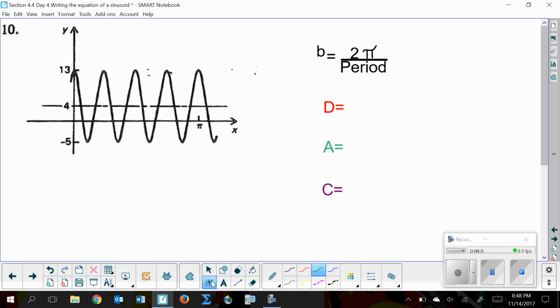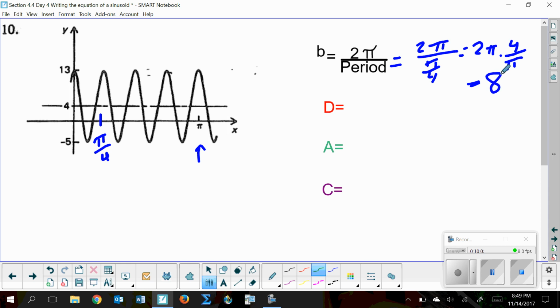So on this graph, what I would look at is the period, because I know that b is going to be 2π over the period. To figure out the period, I would see that right here, it finished 4 full cycles by the time it got to π, which means that over here, this is 1 full cycle by the time it got to π over 4. So to figure out my b value, it'd be 2π over π/4. If you forgot how to divide fractions, 2π times 4 over π, or your b value is 8. So that would be your b value in this problem.